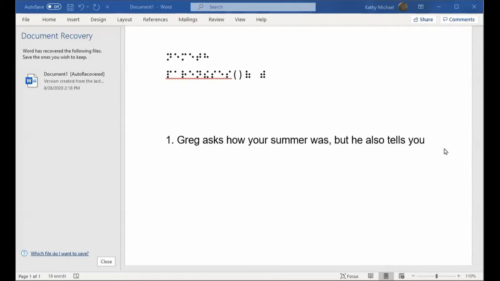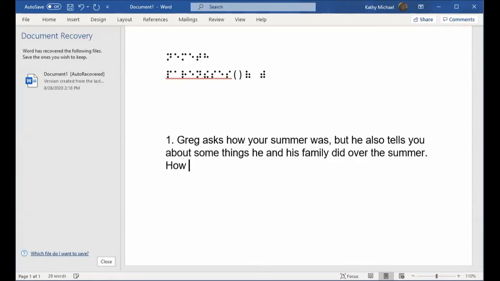Okay, let me see if I can get to another screen share, and I will write. I just have no idea because this thing is acting a bit differently. But he also tells you about some things he and his family did. This is another issue I had over at the high school, over the summer.